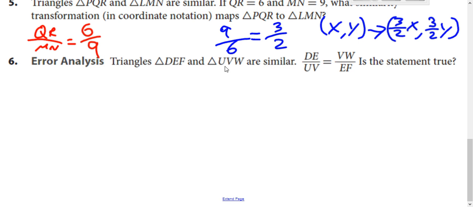So if triangles DEF and UVW are similar, then DE, first two letters, over UV, the first two letters, good, equals VW, second and third, over second and third. So the positioning of the letters is correct, but what's wrong is they put triangle DEF first on the first equation, and then in the second equation, they put the other triangle first. You always have to put the same triangle up on top. So this needed to be flipped around because triangle DEF needs to be on top every time.